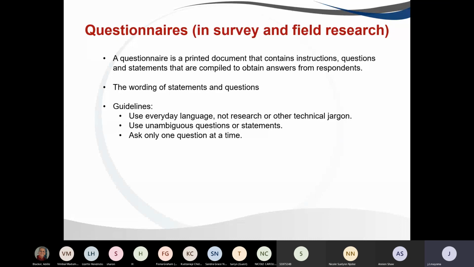Okay, Lizette says, is that not a control question? What do you mean by a control question, Lizette?